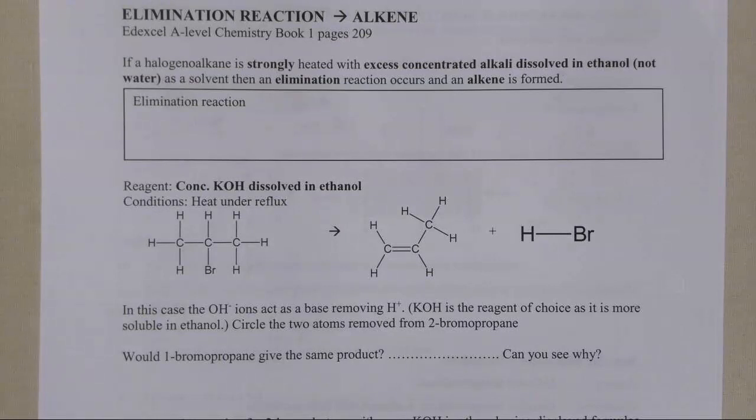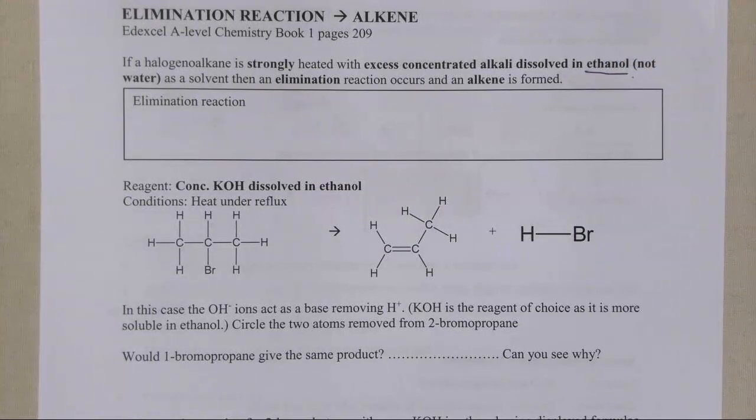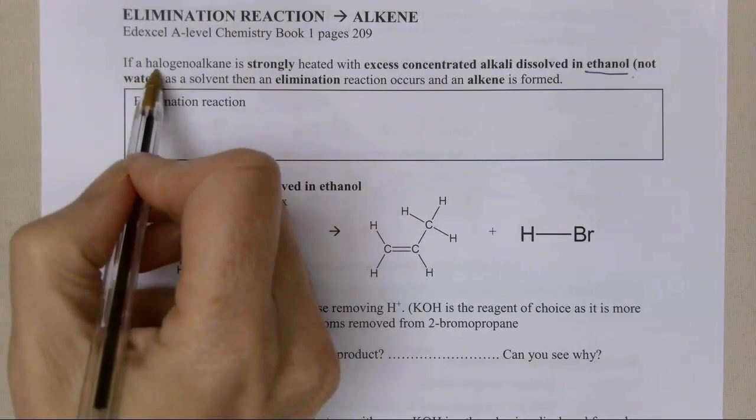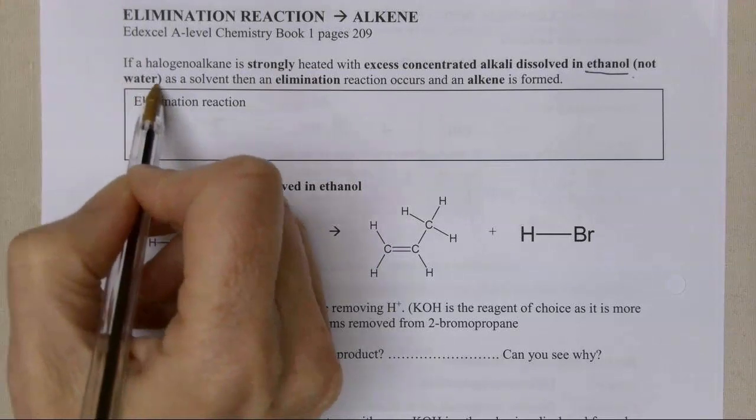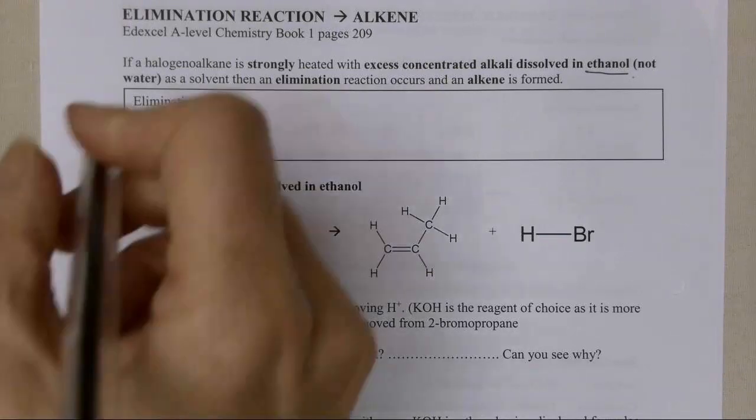Okay, so we're now going to be looking at page 15, and we're looking at the elimination reactions. And it's a slightly different reaction with the halogenoalkane. This time it's being heated strongly with an excess of concentrated alkali dissolved in ethanol, not in water. Okay, all of these reactions, you don't want to dissolve things in water. If we dissolve them in water, we're just going to get large amounts of the alcohol, and we don't want that in this case. So what is an elimination reaction?